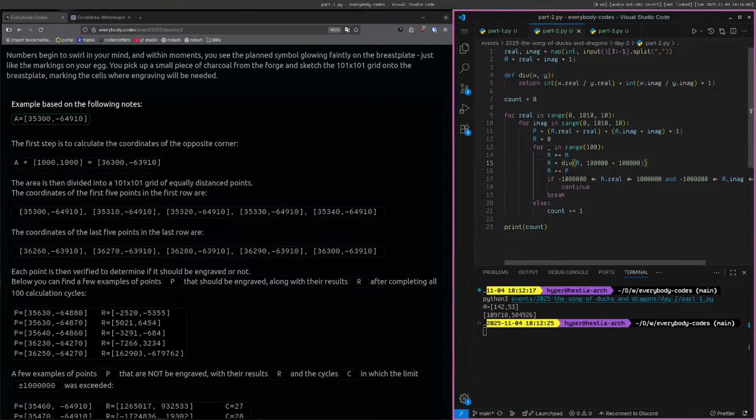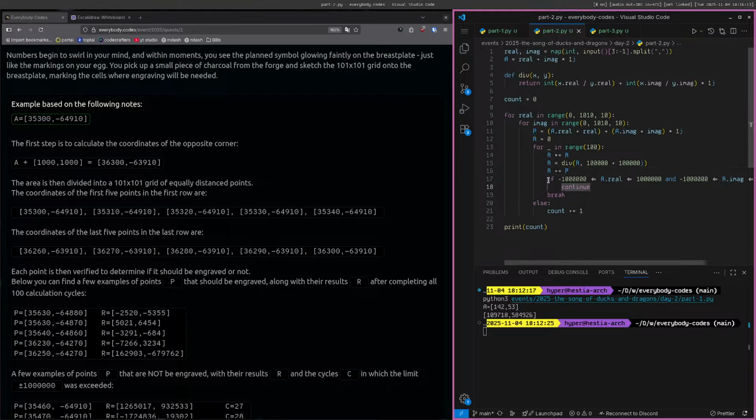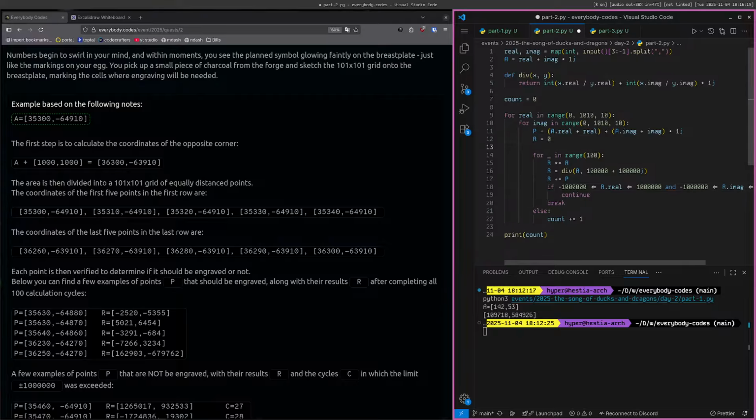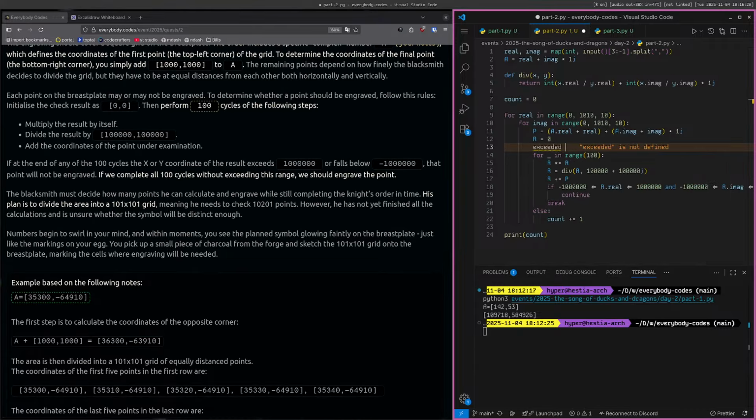Like so. And then the only part that's a bit weird is this check. I'll write it out to be a bit more straightforward. So we can keep track of a variable called, let's call it, exceeded, because we're checking if something's exceeded the range.